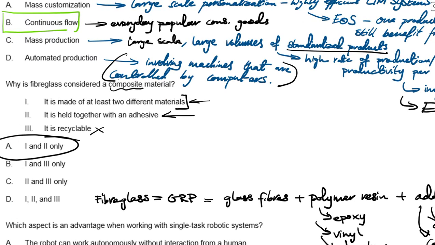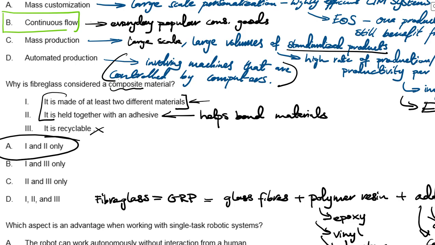So let's look at this. It is held together with an adhesive. That's what we talked about. That is what helps it bond together. Right? Helps the two materials bond. So that is what defines a composite, these two ideas.